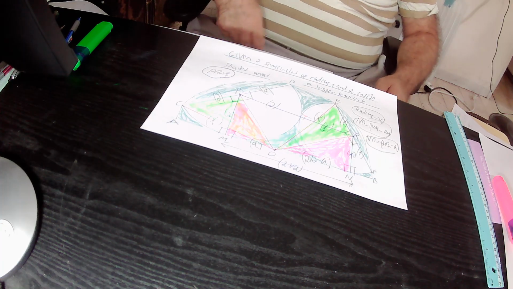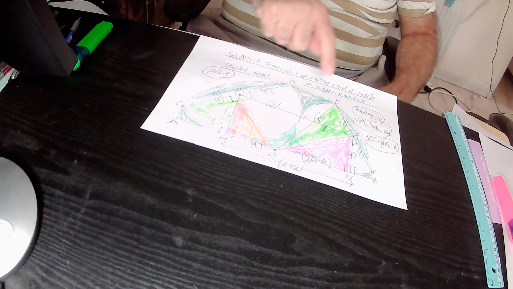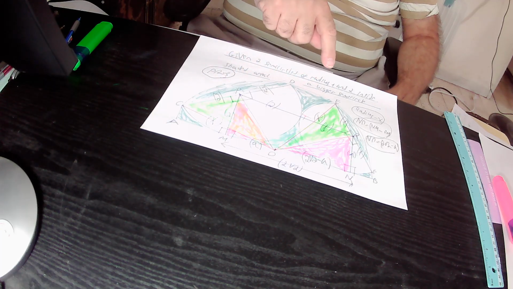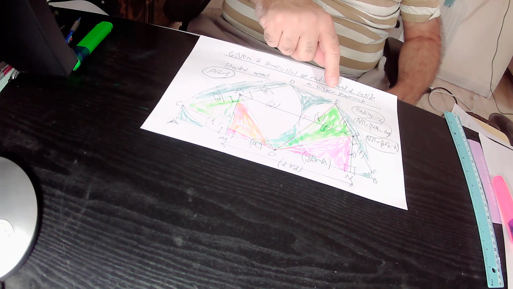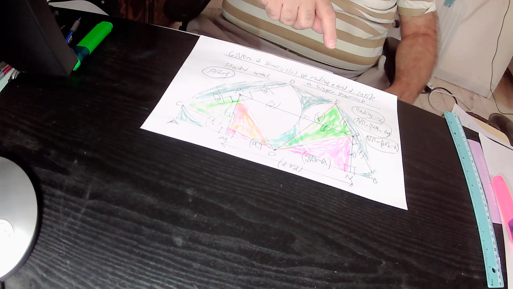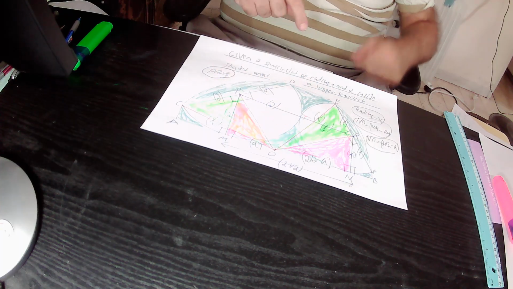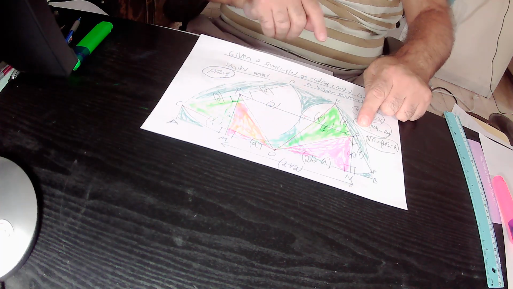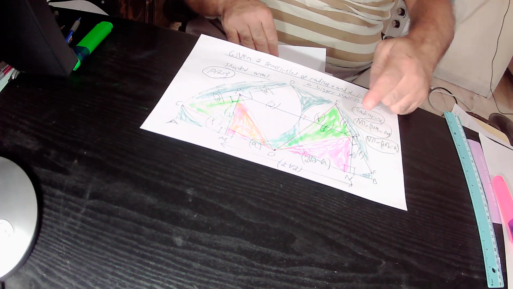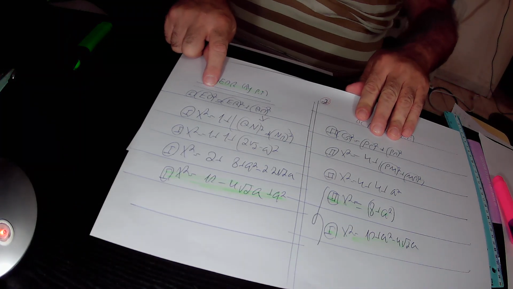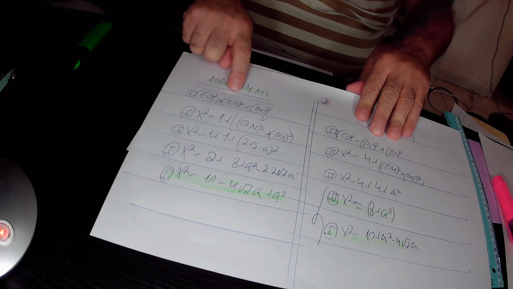In the next step, we join points E and O together by a straight line. EO is the radius of this biggest semicircle, that is X. Then we implement the Pythagoras theorem on this right triangle EOQ. According to the Pythagoras theorem, in this right triangle EOQ, EO squared, the square of the hypotenuse, equals EQ squared plus QO squared.